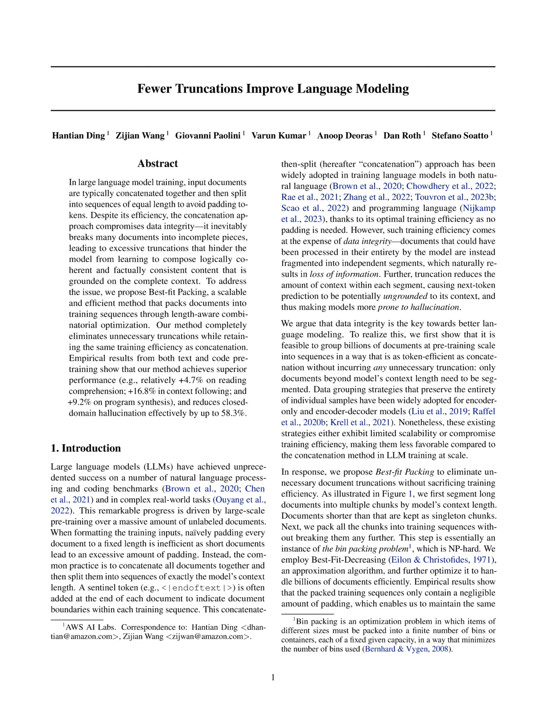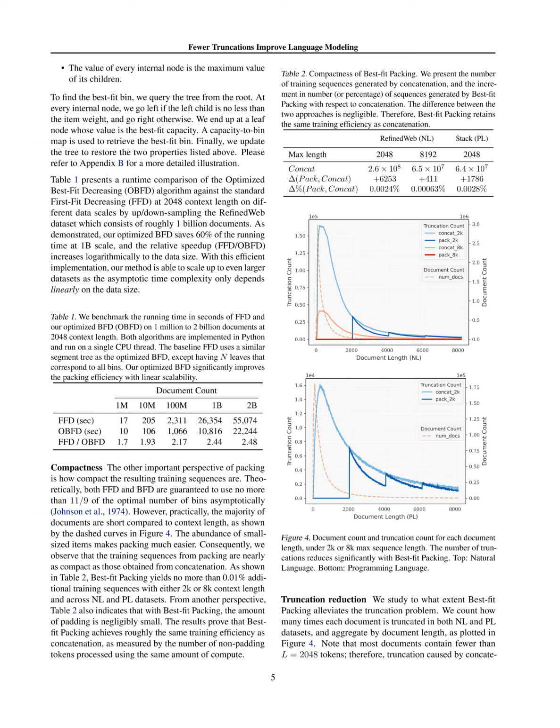The theoretical benefits of using the best fit packing method over the traditional concatenation approach in language model training include the elimination of unnecessary document truncations, preservation of data integrity by grouping training data efficiently without sacrificing training efficiency, and reduction in hallucination during model training. Best fit packing ensures that documents are segmented only when they exceed the model's context length, thereby preserving the entirety of individual samples and reducing the loss of information caused by fragmentation.